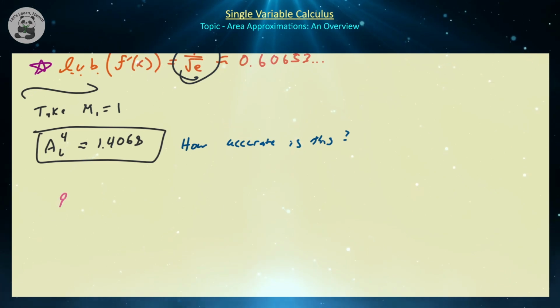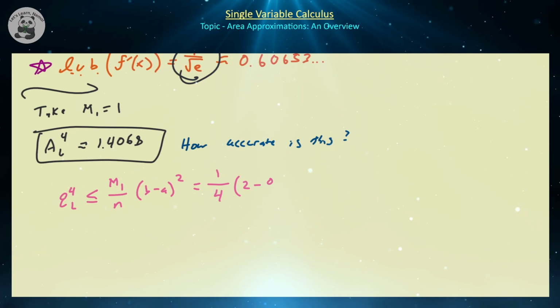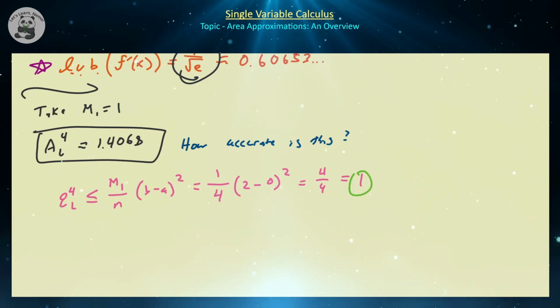So from this theorem, the area approximation for 4 rectangles for a left-endpoint rectangle is going to be less than or equal to, again, m1 over n times the quantity b minus a, squared. We're choosing m1 to be equal to 1, and our n is equal to 4, b is 2, a is 0, and we get this. So we have that this is going to be equal to 4 divided by 4, which is equal to 1, right? Yes, our error is less than or equal to 1. We can do a lot better by making our m1 a little bit smaller, 1 over square root of e at most. But from this particular thing, what can we say?